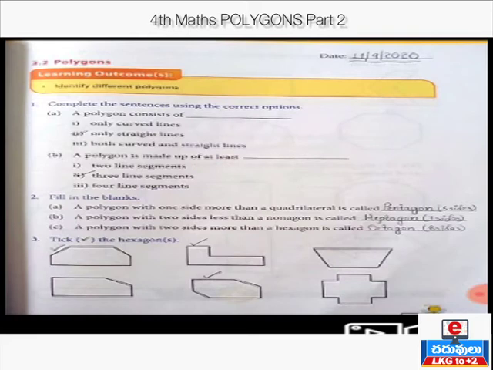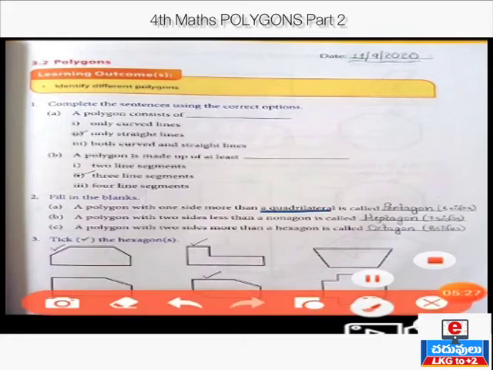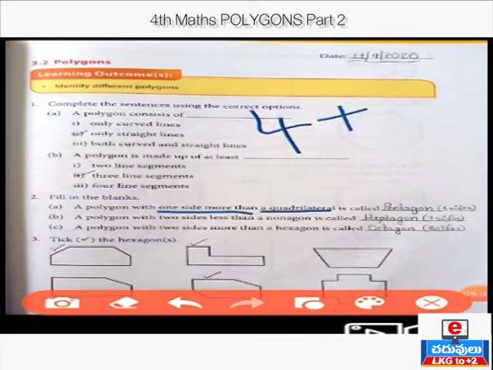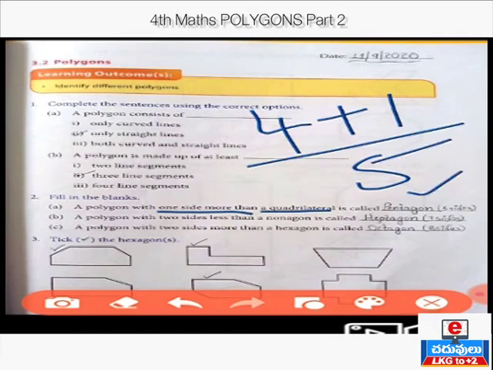Coming to the second bit, fill in the blanks. A polygon with one side more than a quadrilateral is called what? Quadrilateral means 4. One side more than means plus 1. 4 plus 1 is how much, children? 5. A 5-sided polygon is a pentagon. Okay.